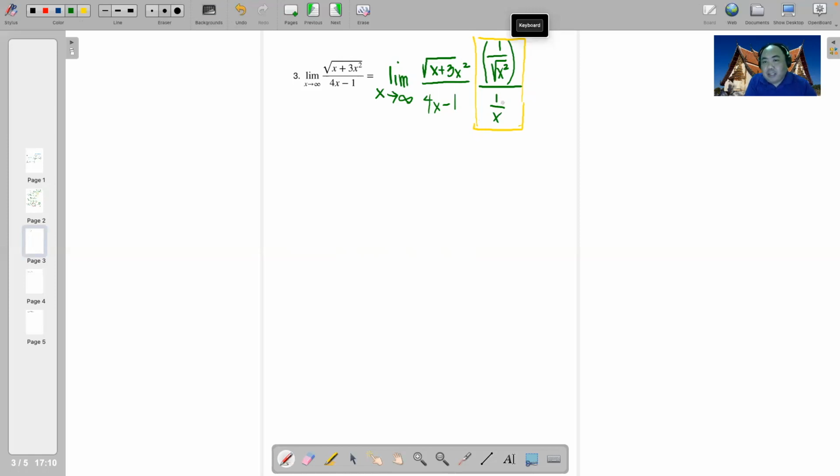Okay? Remember again that 1 over the square root of x squared, what's the square root of x squared? It is x. Supposing, of course, that x is a positive number. So remember that x is a positive number because x approaches positive infinity. So 1 over the square root of x squared is 1 over x. Divide that by 1 over x, you still get equal to 1. All right? So the factor is still equal to 1.